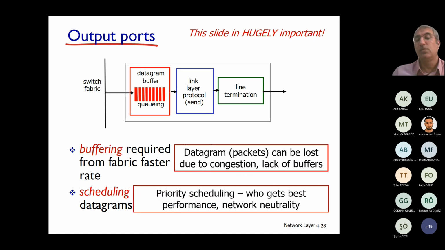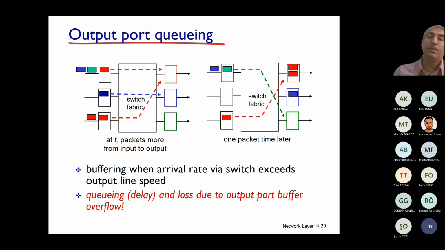And this scheduling is called priority scheduling. Who gets the best performance? You have different customers, and you may give them priority in this scheduling, which relates to what is called network neutrality. So of course there are some problems at the output, such as the queuing. Okay, I'm going to explain this queuing in detail, then explain an issue later on.